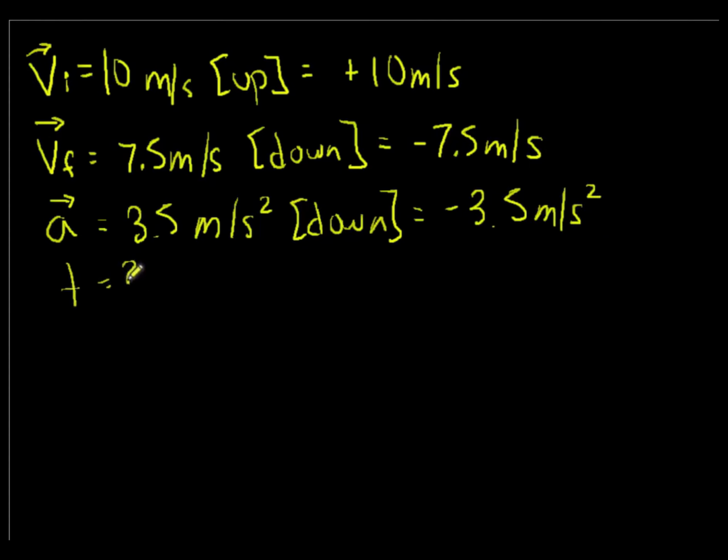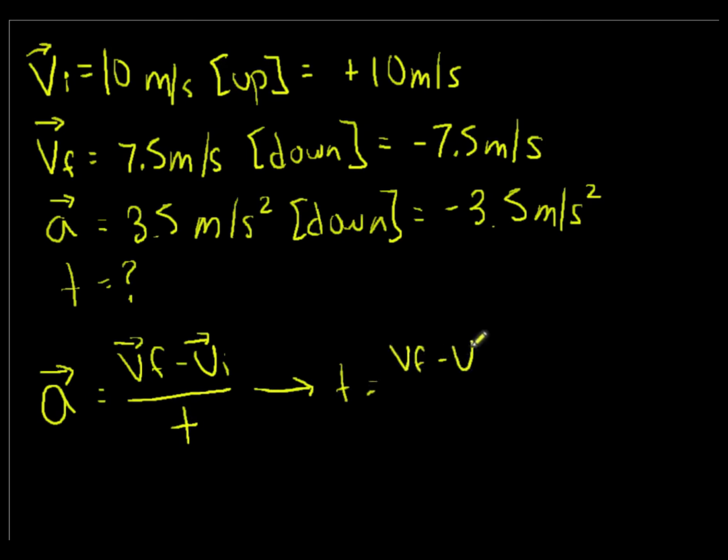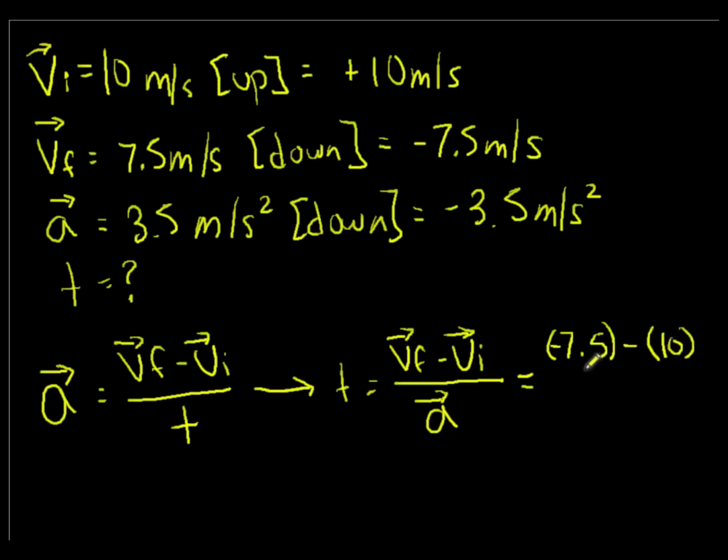The time is our unknown. It equals question mark. The formula is Vf minus Vi over t gives us acceleration. Time can be rearranged as Vf minus Vi over acceleration. Plugging in our numbers, we have negative 7.5 minus positive 10 divided by negative 3.5. This gives us time equals 5 seconds.